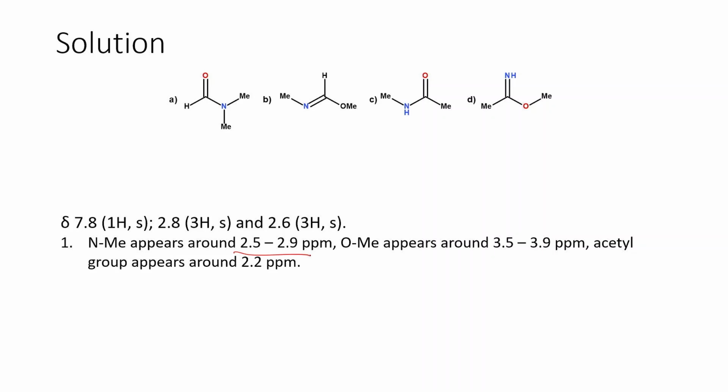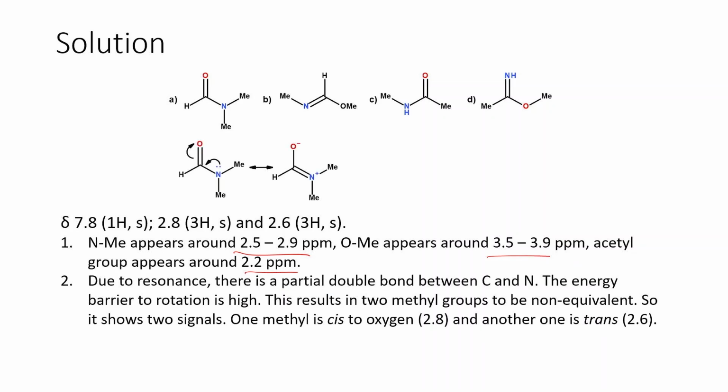The N-methyl generally comes close to 3 ppm, that is 2.5 to 2.9 ppm. O-methyl comes close to 4 ppm, that is 3.5 to 4 ppm. And acetyl comes around 2 to 2.2 ppm. So we can easily rule out many of the options: D can be ruled out, C can be ruled out, B also can be ruled out because none of these methyl groups appear at 2.8 ppm or 2.6 ppm. That leaves only one option, where we have the N-dimethyl group.